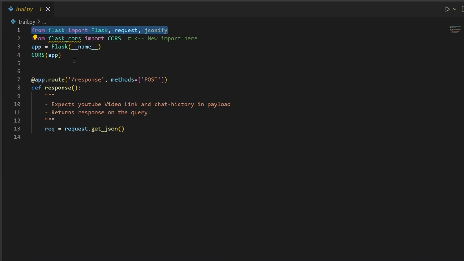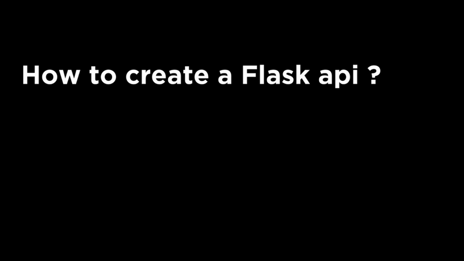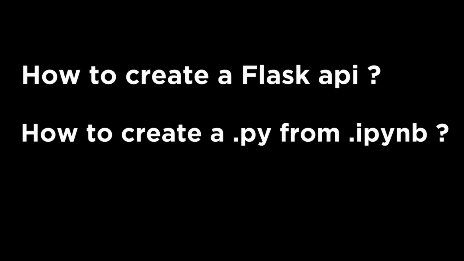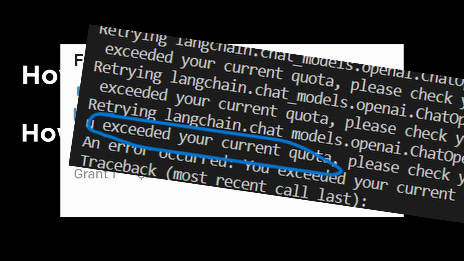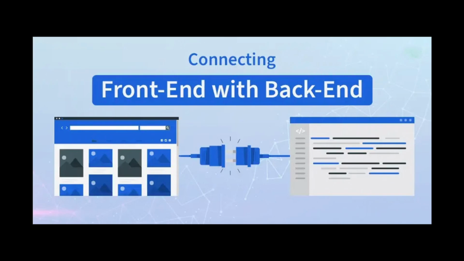After facing many difficulties like how to create an API, how to create a Python script from the code in the Jupyter notebook, getting an OpenAI API key, such a pain. Now comes the grand finale. How to connect the backend Flask API to the frontend React web app.